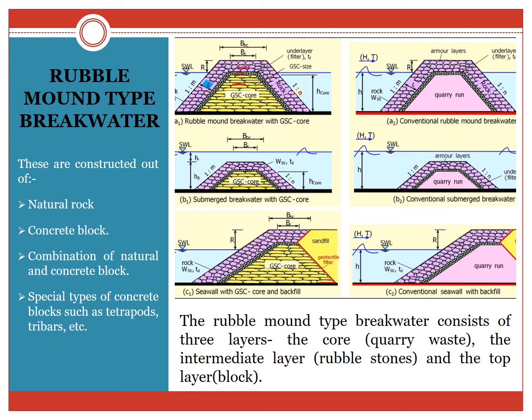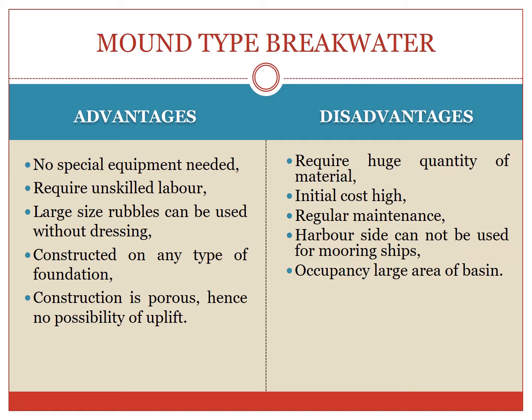The 3 layers are the core or the quarry dust, the intermediate layer, the rubble stones, and the top layer, the blocks. So these form a rubble mound type breakwater. Now they have their advantages and disadvantages. So what are the advantages of the rubble mound breakwater? No special equipment is required. They do not require any skilled labor.